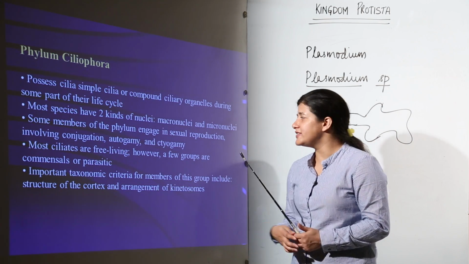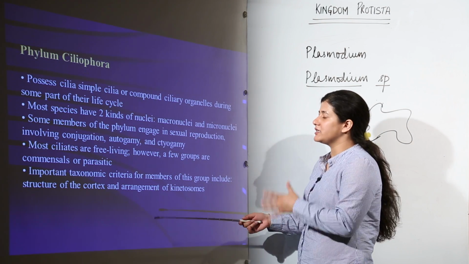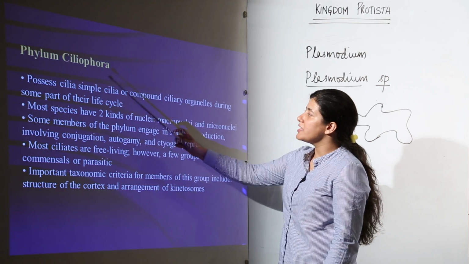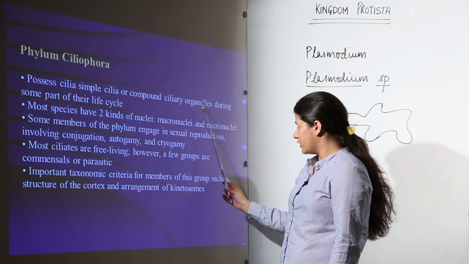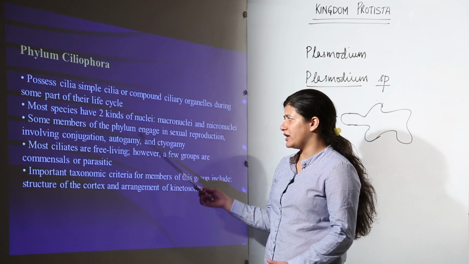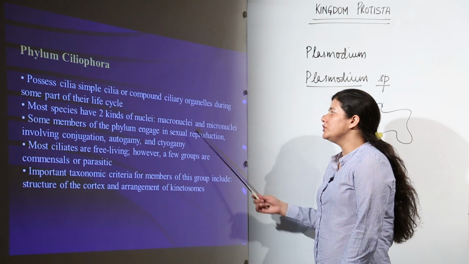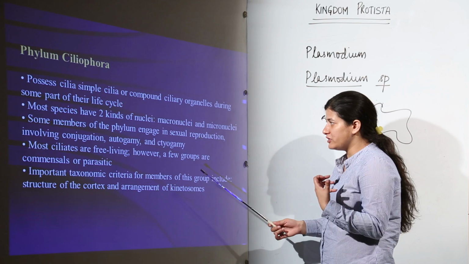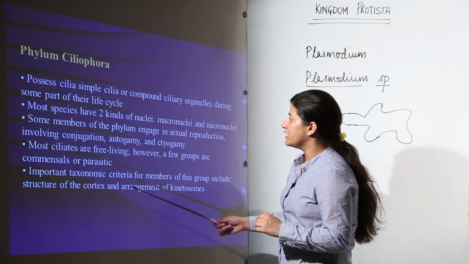So over here we have cilia, and the phylum of these ciliates, the characteristics that we are going to see one by one. Let us see what they are talking about. They possess cilia, yes they do, simple cilia or compound ciliary organelles during some part of their life cycle. Most species have two kinds of nuclei, macronuclei and micronuclei. Now, recall the diagram that you used to make of paramecium in your earlier classes. You used to make two nuclei. That thing they have mentioned over here.